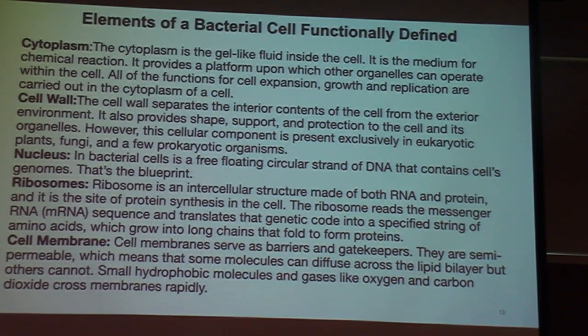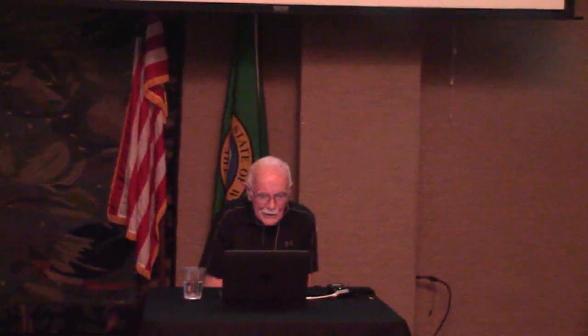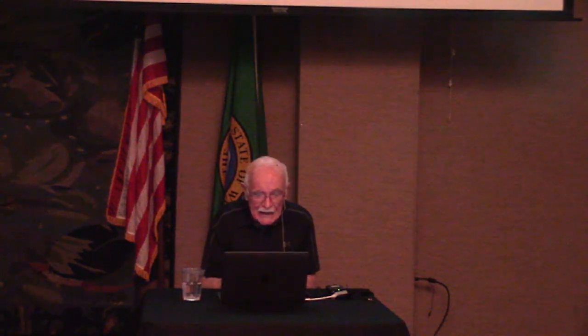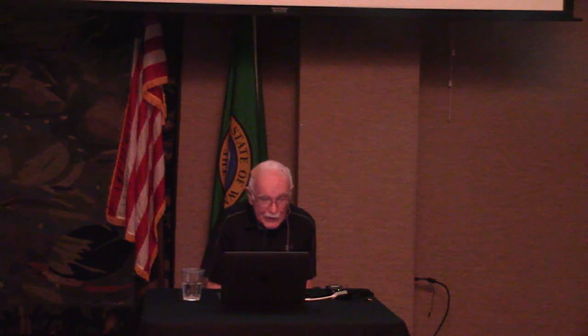The nucleus: in bacterial cells, there really isn't a true nucleus. You find those in eukaryotic cells. The bacterial thing, this free-floating circular strand of DNA, is just contained in the cell, in the cytoplasm, and it contains the blueprint for the cell.